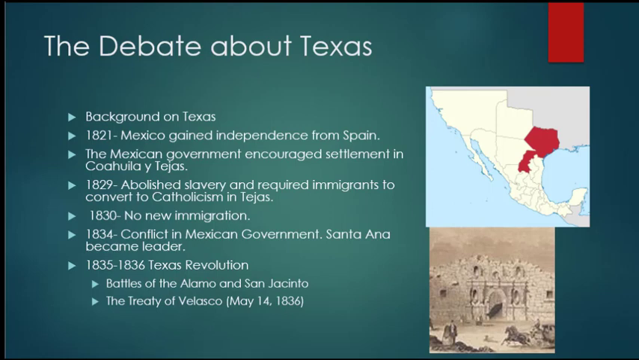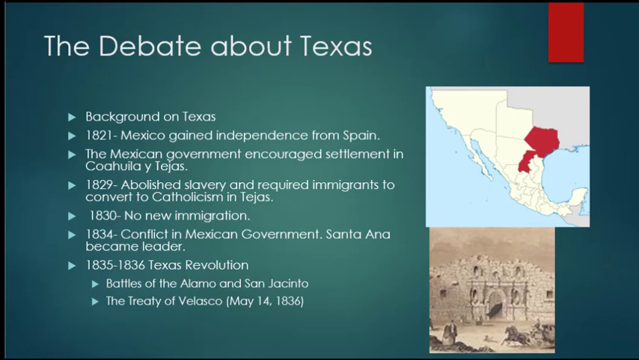But American immigrants ignored these requirements, and they brought slaves with them, and they did not convert to Catholicism. In response to this, in 1830, the Mexican government decides that it would completely close their territory to new immigration. But like I said, Americans will ignore this. Many people will come into Texas and they'll actually squat on public land.